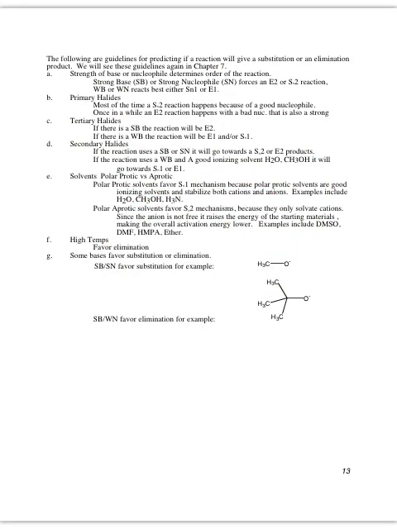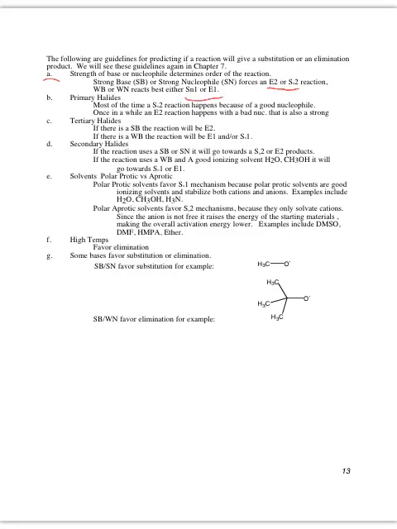Now for these substitution reactions, there are some guidelines you need to know for going through all of these, and they're all on this page. Okay, in the first one, the strength of the base or the nucleophile determines the order of the reaction. A strong base, strong nucleophile has to be an E2 or an SN2. A weak base or a weak nucleophile is going to be an SN1 or an E1.